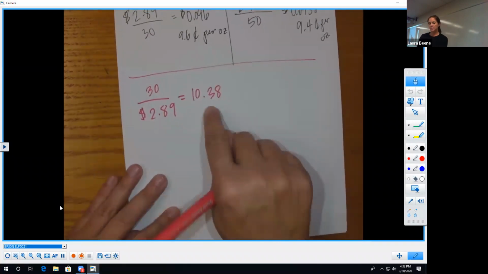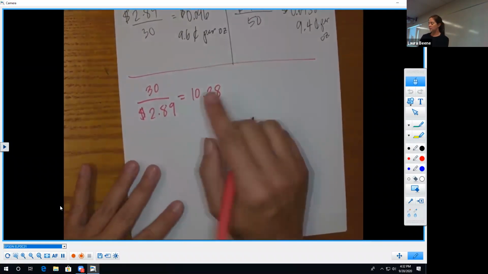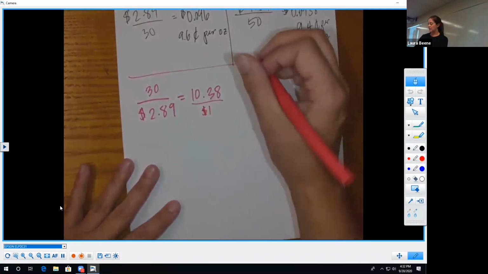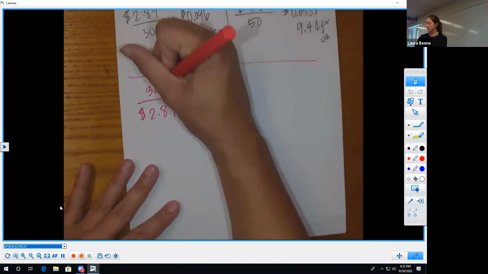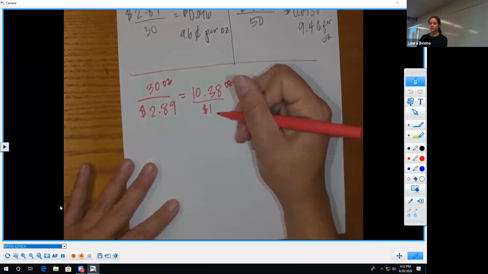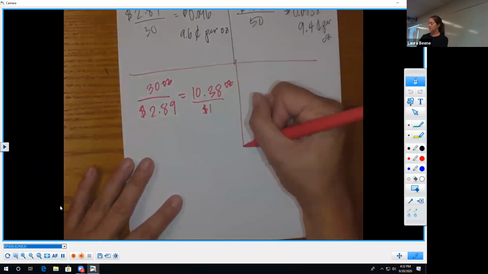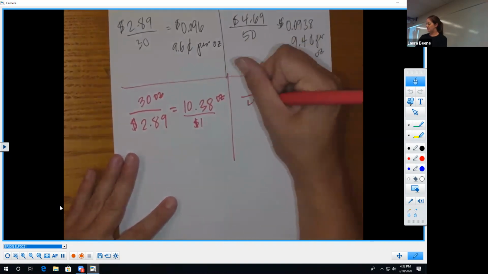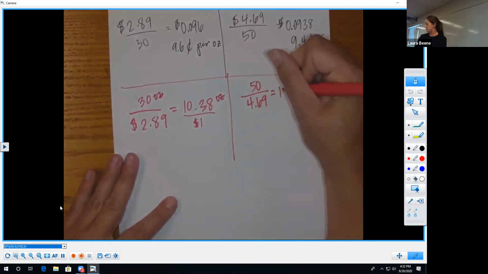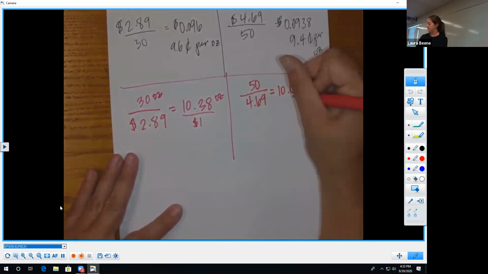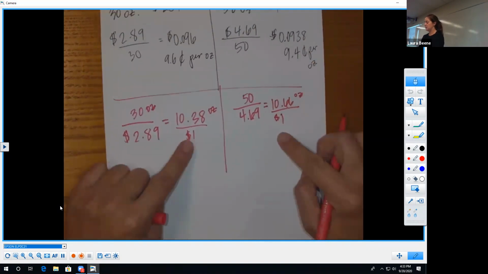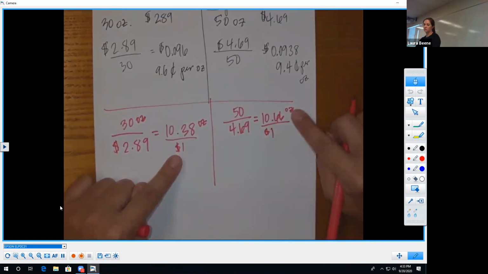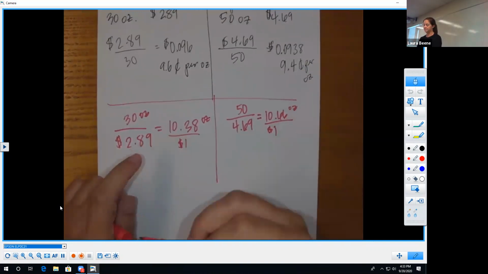The issue is, what does this mean? 10.38, 10.38 what? Well, if you think about it as over 1, this says I get 10.38 ounces, because remember this is ounces, for every dollar that I spend. So for the smaller one, you're getting 10.38 ounces for every dollar that you spend. If I flip this one, 50 divided by 4.69, you get 10.66 ounces for every $1 that you spend. So which one's the better buy? The one that you're getting more ounces for every dollar. So the larger one's obviously still the better buy.